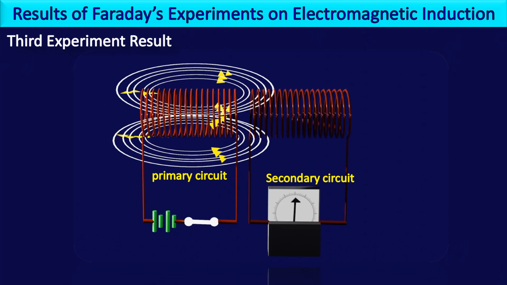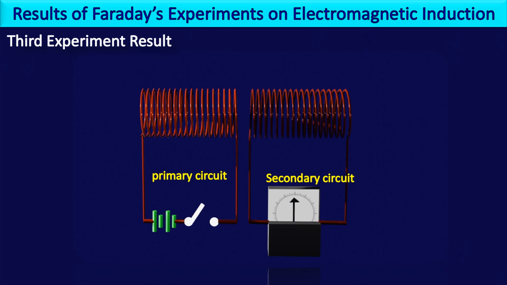When the circuit is broken, magnetic field lines disappear in the primary coil. So, magnetic flux is decreased in the secondary coil. This decrease of magnetic flux will induce an EMF in the secondary coil in an opposite direction. So, this induced EMF will produce a current in the secondary coil in an opposite direction. So, the galvanometer shows momentary deflection towards the left side.